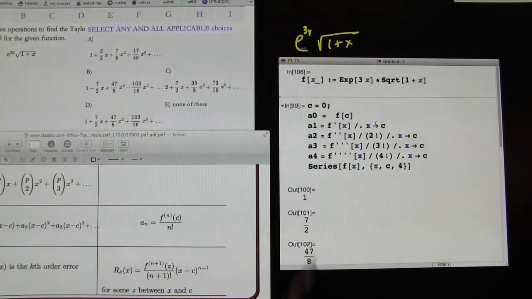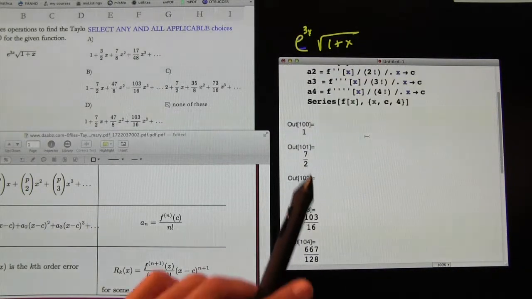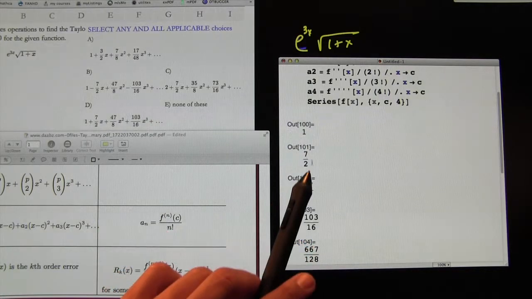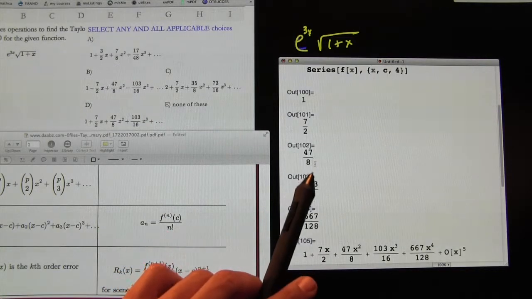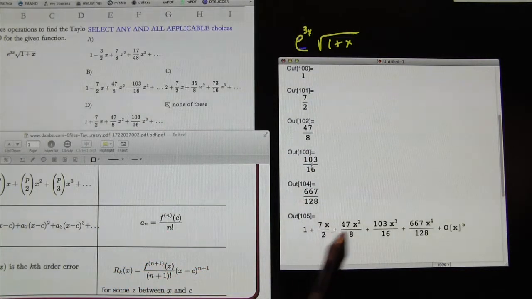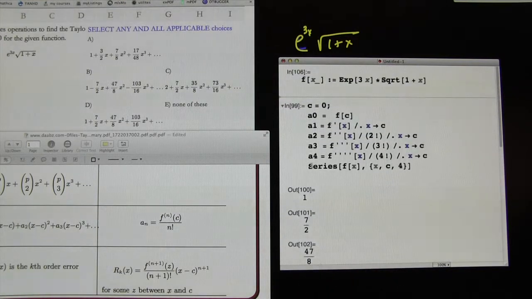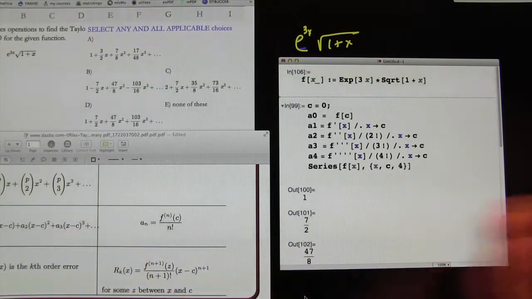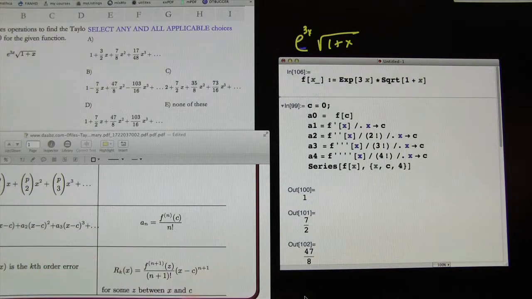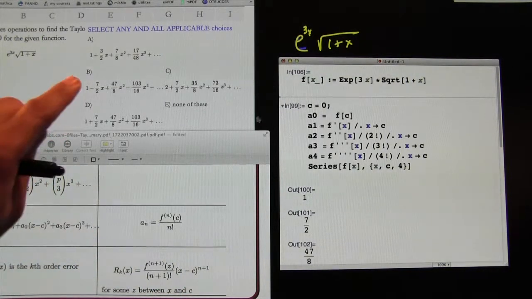Anyways, you do that, and it will be a little arduous, but you can do it, and you get that the first constant is 1, the second one is 7/2, and the next one is 47/8, whatever. And so the expansion looks roughly like this. This is going back to the very basics, using no fancy trick whatsoever. And that should be enough to see which one of these might be the problem.